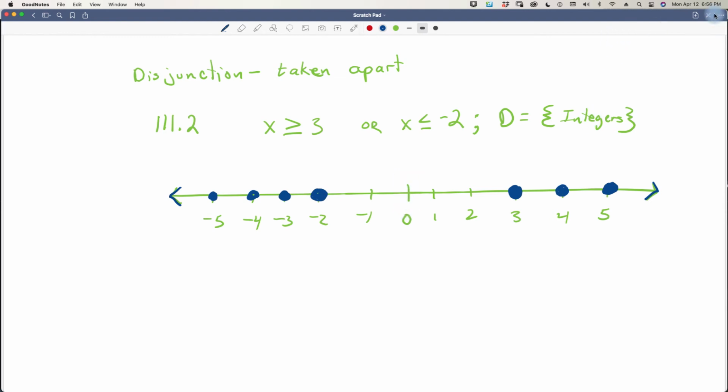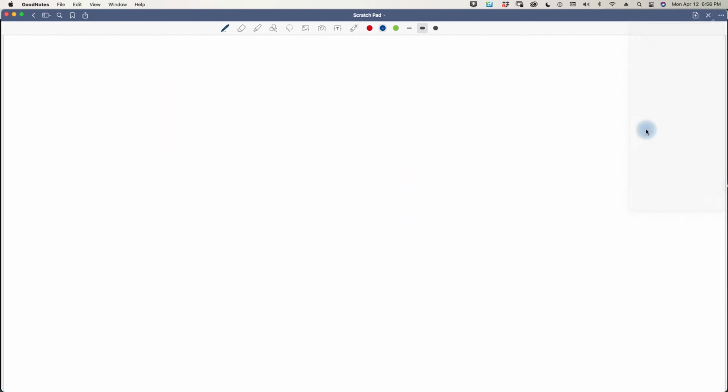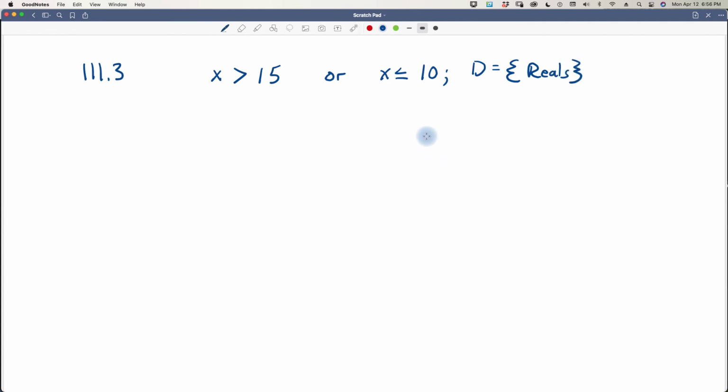All right, let's try another one. We're going to do 111.3. And we are asked to graph x is greater than 15 or x is less than or equal to 10 and the domain equals reals. So that's all the numbers, right? So we can draw on the number line itself and include those numbers.